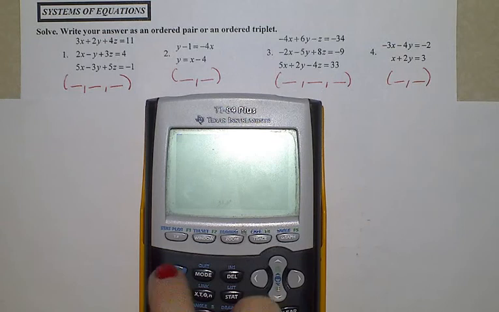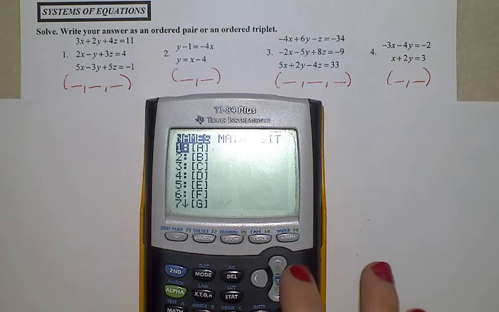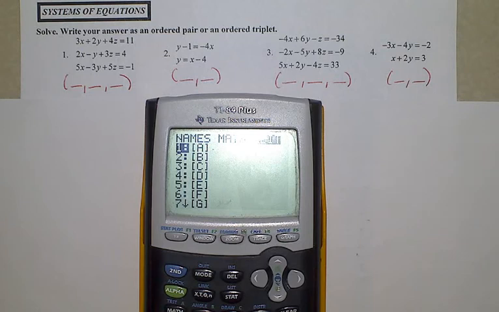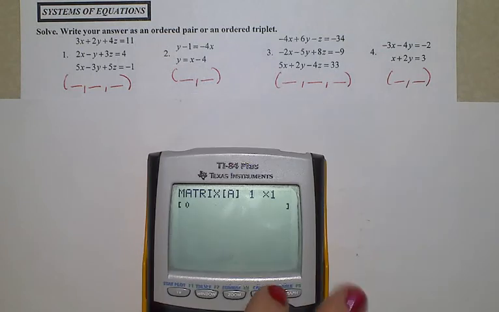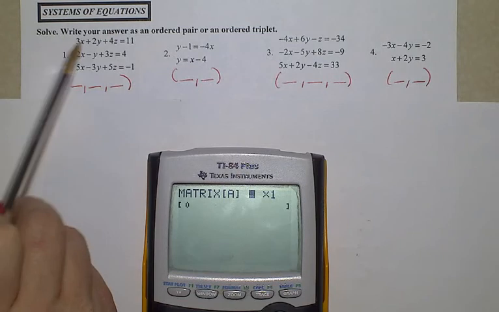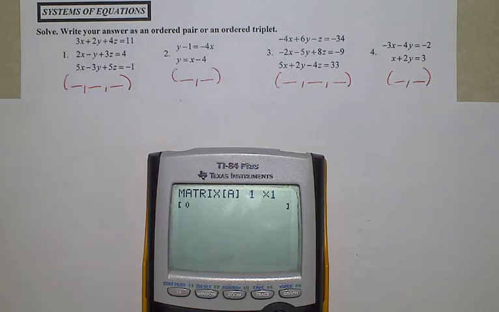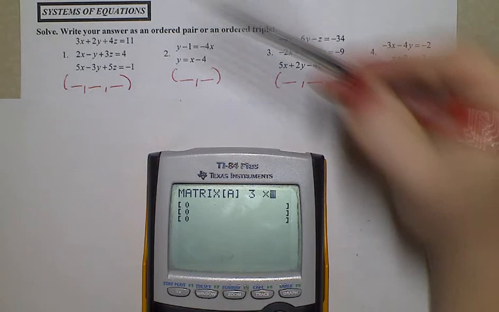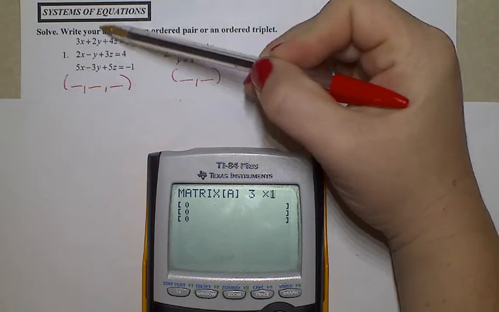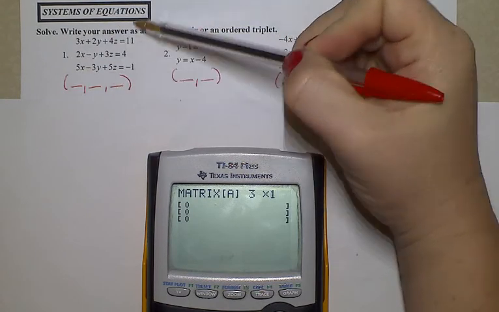We're going to go second matrix, go over to edit. Now they're going to ask for 2 numbers. The first number represents the number of rows. So this has 3 rows. The second number represents the number of columns. There's X, Y, Z, and answer. There are 4 columns.